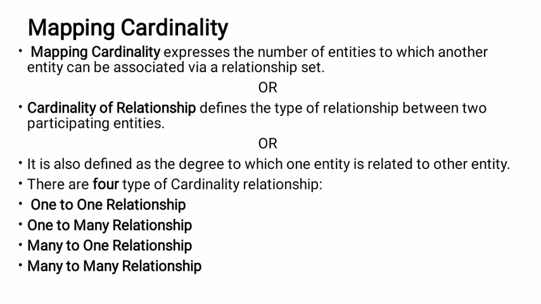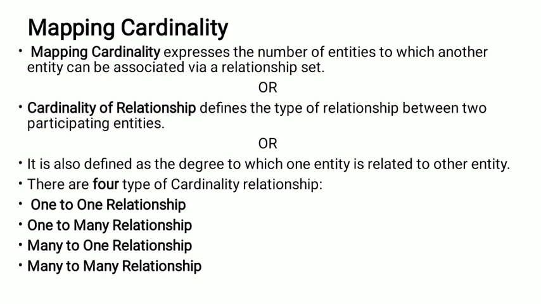Mapping cardinality expresses the number of entities to which another entity can be associated via a relationship set. The cardinality of a relationship defines the type of relationship between two participating entities. Cardinality is also defined as the degree to which one entity is related to another entity. Here, cardinality ratio means the maximum number of relationship instances in which an entity can participate.